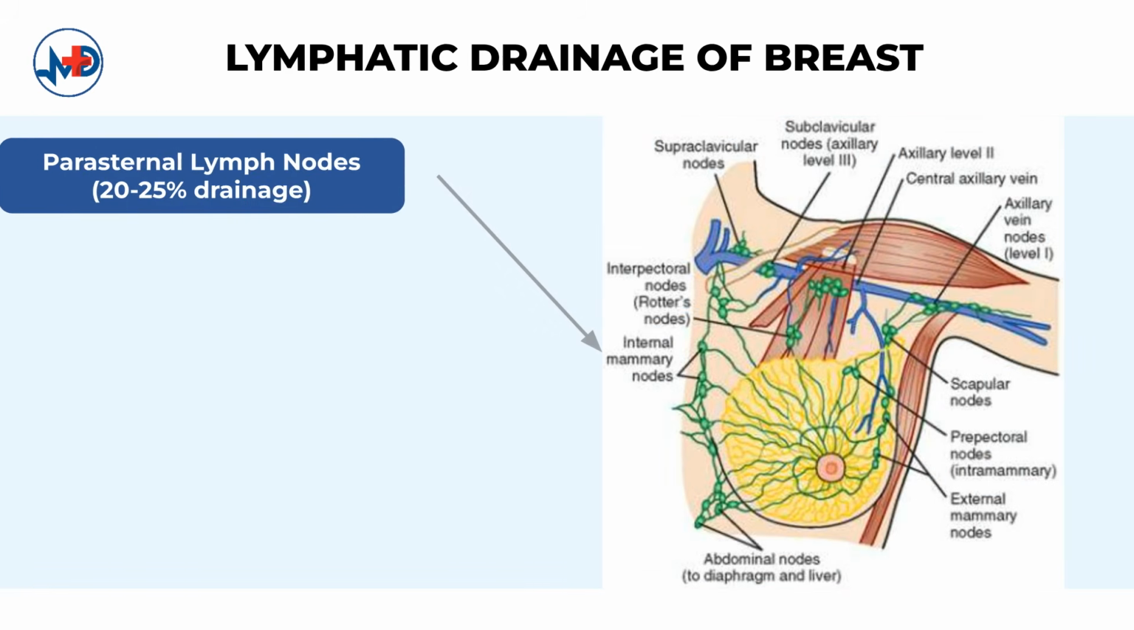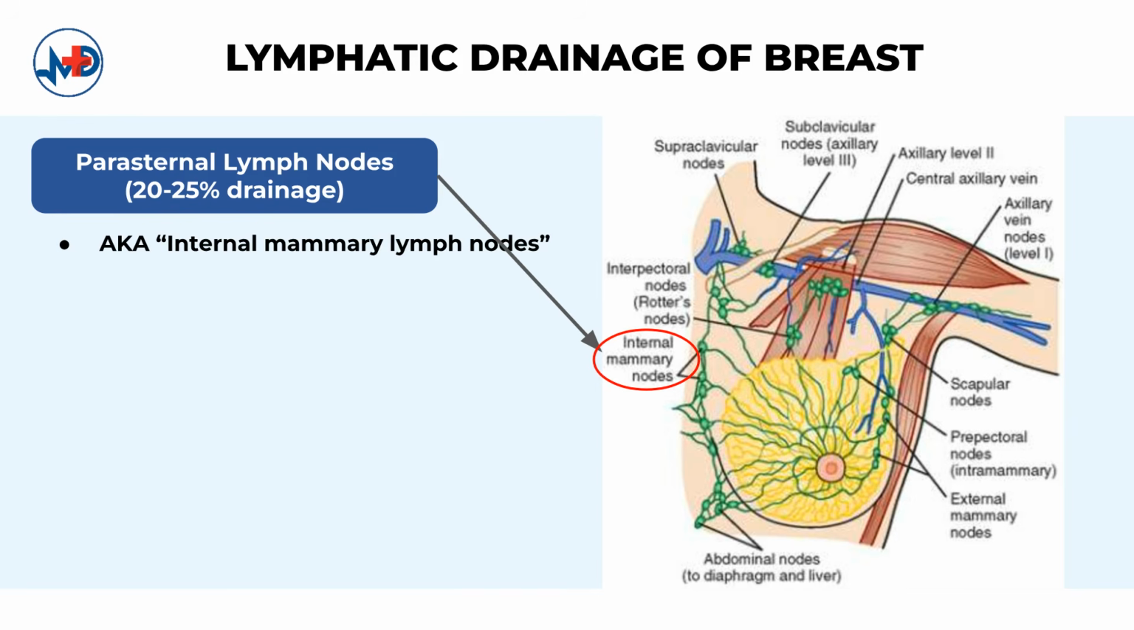The parasternal lymph nodes account for approximately 20 to 25% of drainage. They are also known as the internal mammary lymph nodes. These nodes are situated along the internal thoracic vessels, in the intercostal spaces, deep to the anterior chest wall. They primarily drain the medial quadrants of the breast.